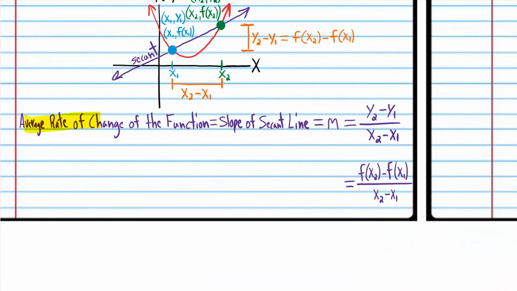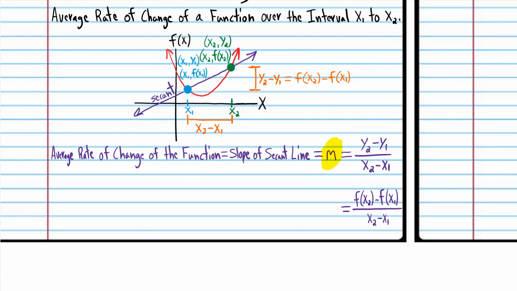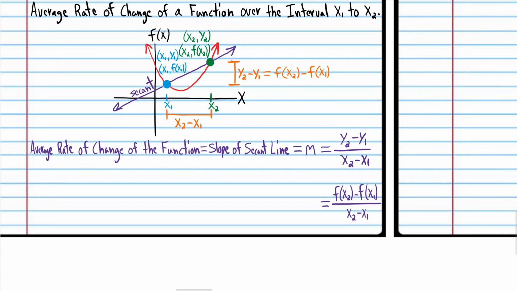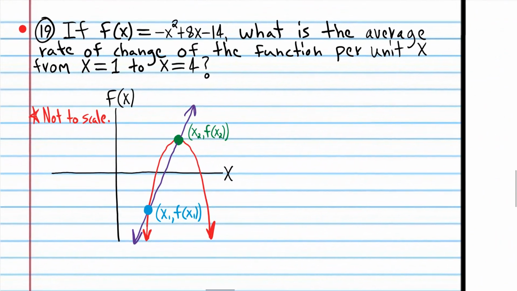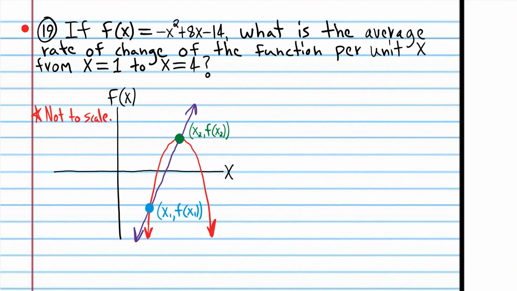So the average rate of change of a function on a particular interval is the slope of the secant line going through those 2 points, which we notated as m, the slope of a line. We learned that in my beginning algebra course. And it's y2 minus y1 over x2 minus x1, but if we change to the function notation, then we have f of x2 minus f of x1 over x2 minus x1. So I know that seems pretty complicated, but we're going to figure out how to do this.